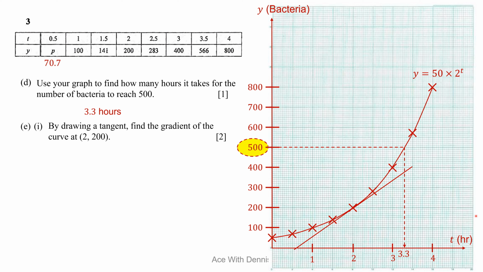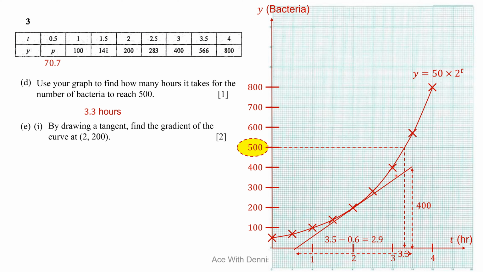Once you have drawn this tangent, then we can calculate the gradient. We know the gradient formula is the rise over the run. So the rise, this is the rise, will be 400 to 0, right? So that means the rise is 400. And for the run, this is the run. This point is 3.5, this point is 0.6. So the run will be 3.5 minus 0.6, which is 2.9.